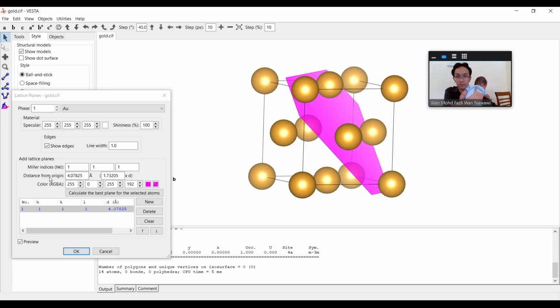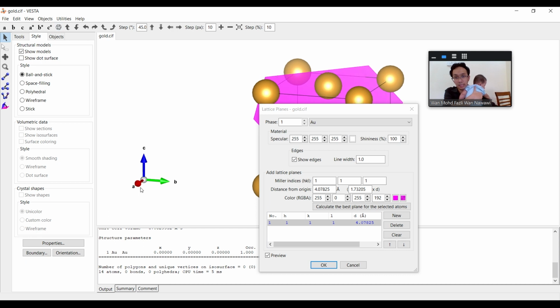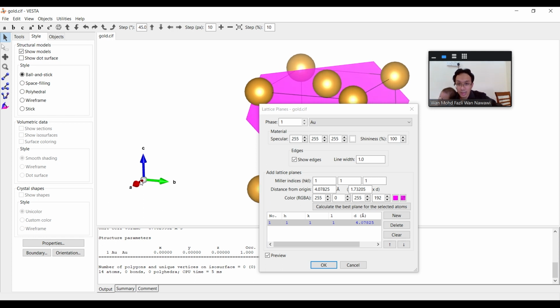So this distance from the origin is basically from the origin. Normally the origin, you start from the O. Let's say I put it here. Okay, you can see this A, this B, and this C. A is basically X, B is Y, C is Z. So the origin is this ball that is white in color there.